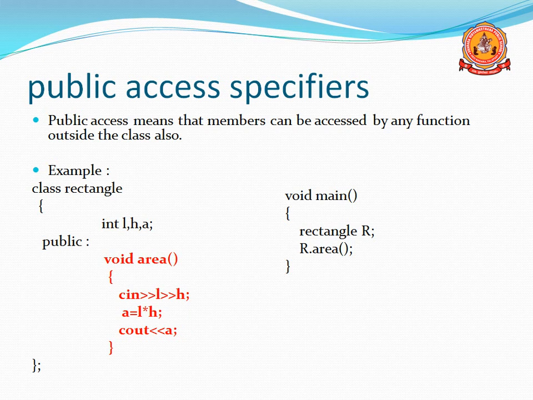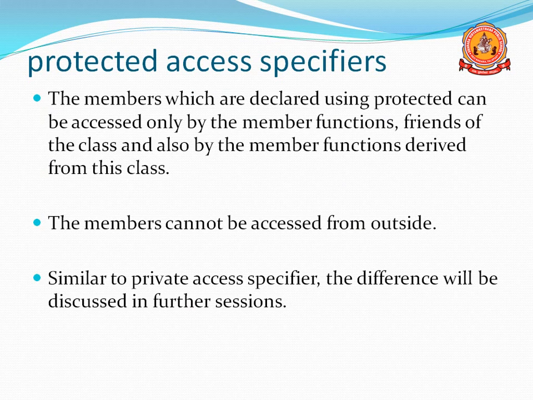So the public members can be accessed from outside, meaning inside the main we can access r dot area. Area is a public function, so we can access it, but it is not possible to access l, h, a in void main. The l, h, a variables can be accessed by the member function, so inside the member function we can access l, h, a, because they are private. The next one is the protected access specifier.